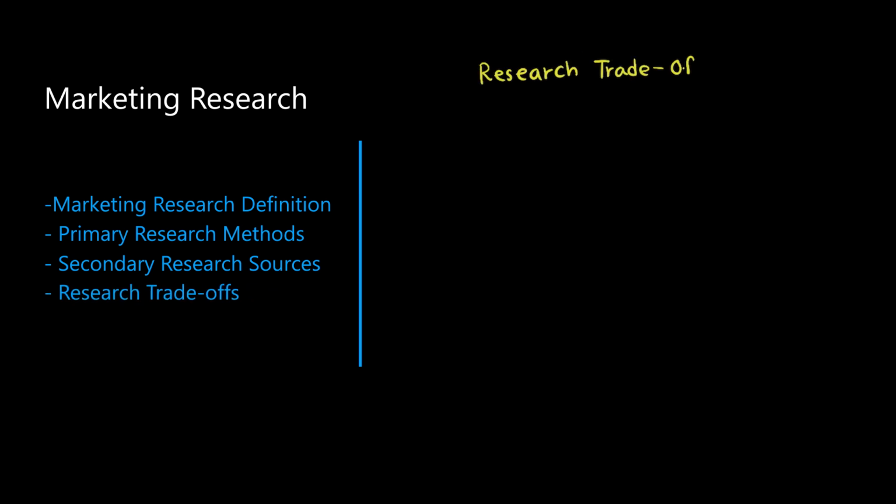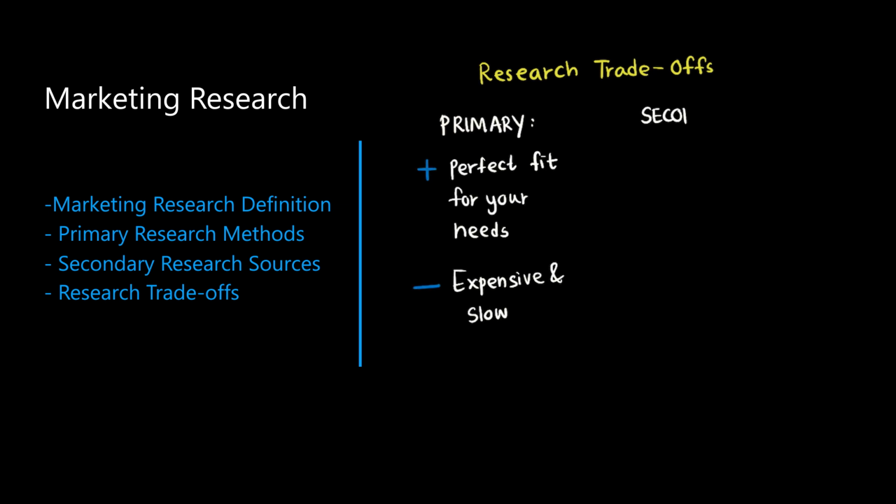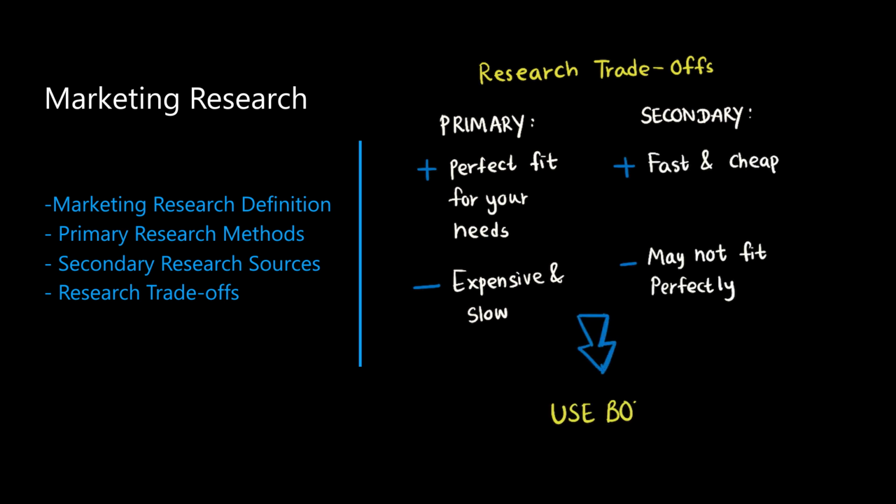Each research method has trade-offs. Primary research directly addresses your specific questions, but costs more and takes longer. Secondary research is faster and cheaper, but might not perfectly match your needs. Smart marketers combine both types.